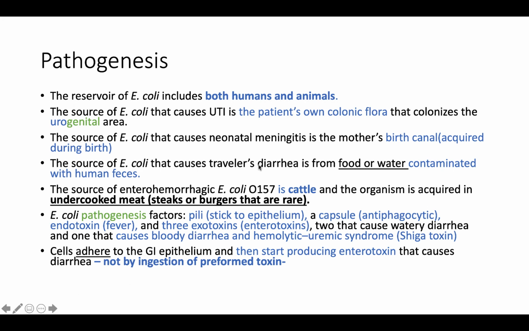So the source of E. coli that causes neonatal meningitis is the mother's birth canal. So this is acquired during birth. The source of E. coli that causes traveler's diarrhea is food and water contaminated with human feces. The source of enterohemorrhagic E. coli is cattle, meat, burgers and steaks.